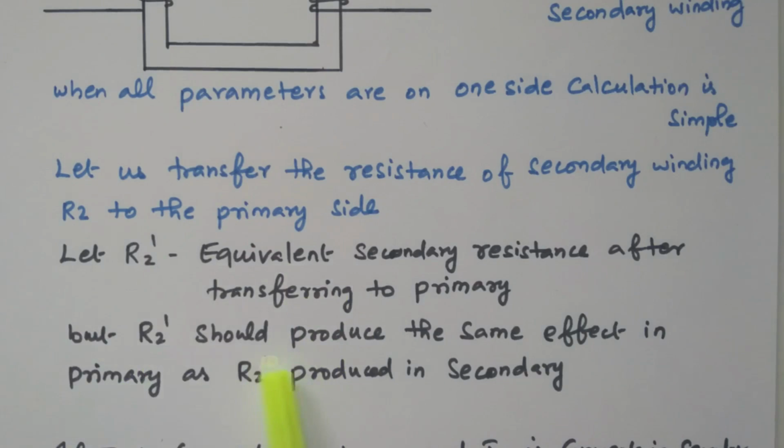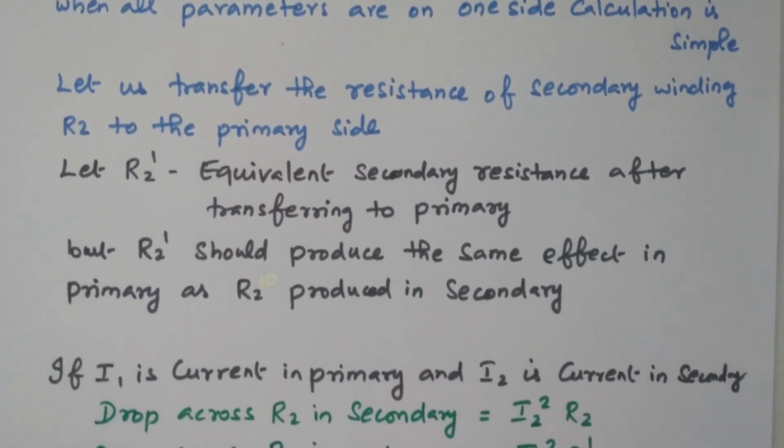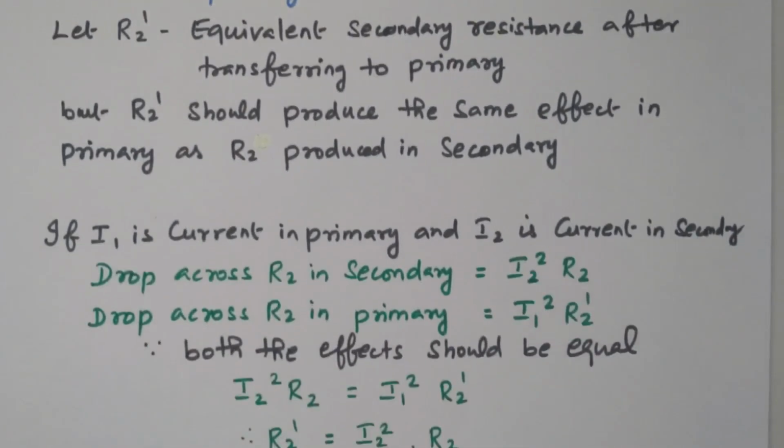But R2 dash should produce the same effect in the primary as R2 produced in the secondary. So while transferring the resistance from secondary to primary, it has the same effect. The effect should not change. What is the effect available in the secondary by R2? The same effect should be produced in the primary with R2 dash. So that is our aim. For that we need to find the equivalent resistance, the equivalent equation.